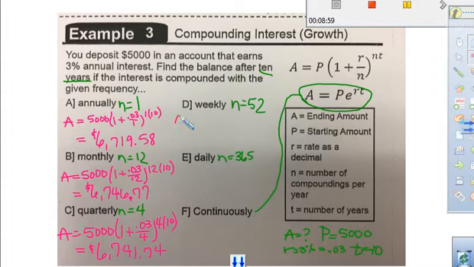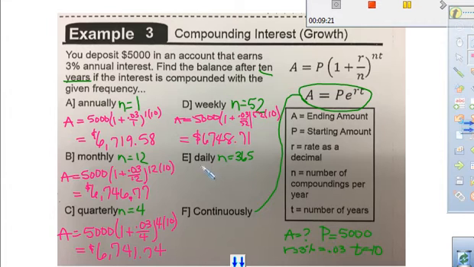Alright, now we're looking at the weekly. We get the 5,000 times 1 plus 0.03 over 52, to the 52 times 10. And we're going to think that it's going to be more than the monthly, and we are correct, but just by a little bit. It's just a few dollars more, a little less than $2.